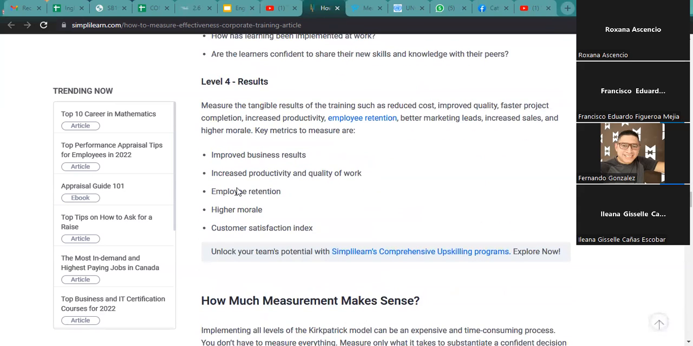Okay, number four, this is going to be for Fernando Gonzalez. Okay, teacher. Level four, results. Measure the tangible results of the training such as reduced costs, improved quality, faster project completion, increased productivity, employee retention, better marketing leads, increased sales, and higher morale. Key metrics to measure are improved business results, increased productivity and quality of work, employee retention, higher morale, customer satisfaction index.